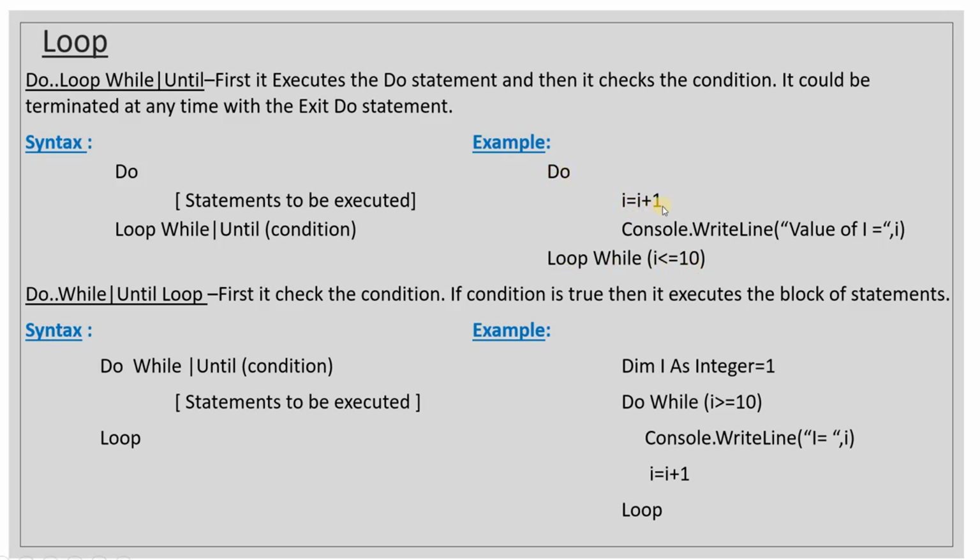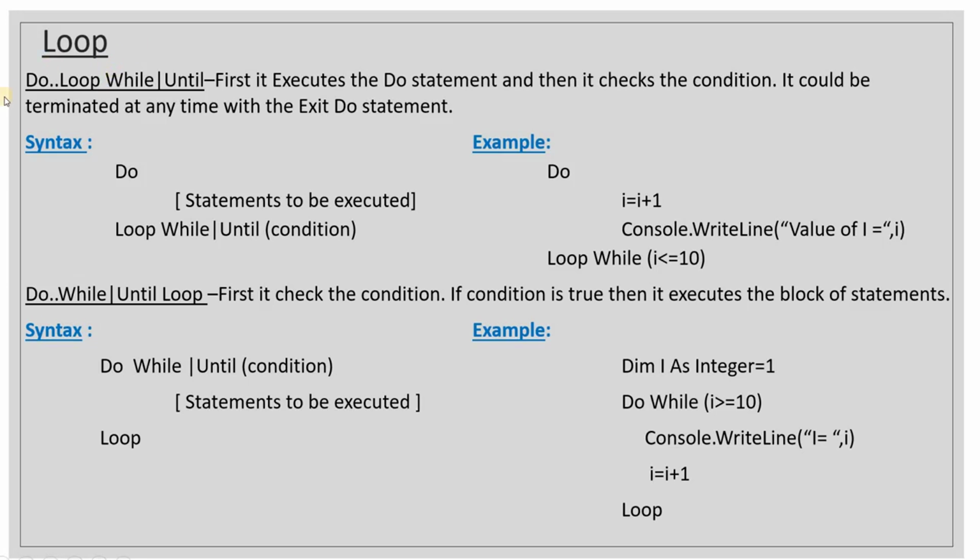I is equal to I plus 1, Console.WriteLine. These are the statements to be executed. First, these statements are executed, then the condition will be checked. If the condition is false, then it will terminate the loop, or you can say it will exit from the loop. Next is the do while until loop. First is the do loop while until, and second is the do while until loop.